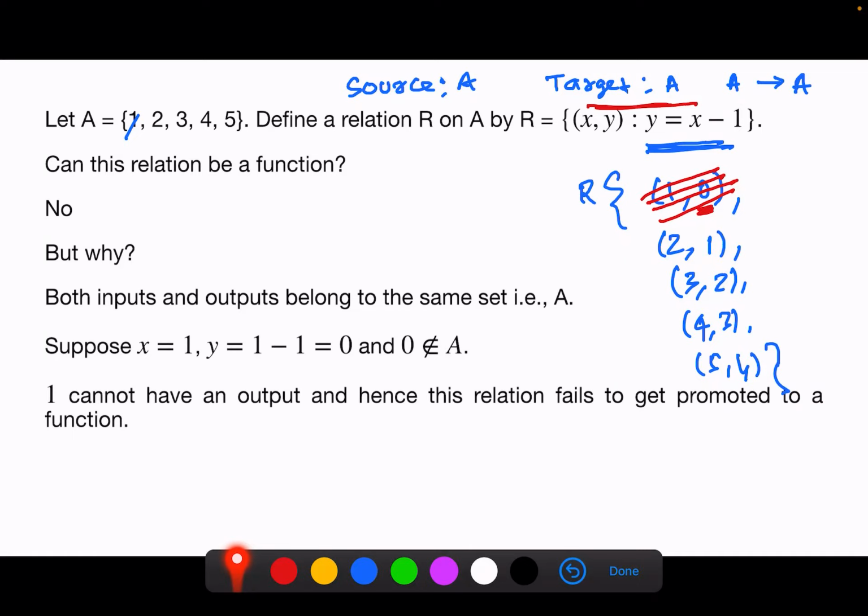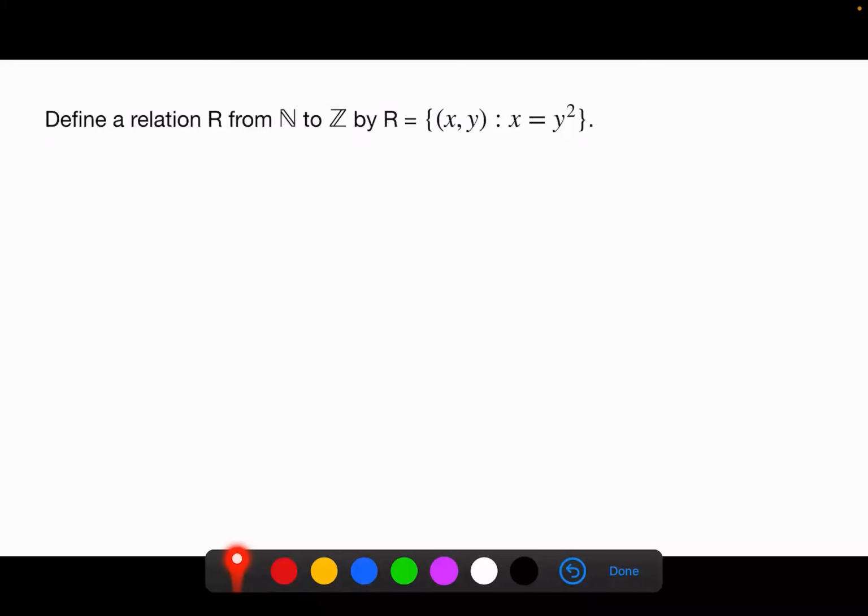Let's take another example. So I have a relation from the natural number set to integers. So my source is the set of natural numbers, 1, 2, 3, 4, and so on. I have unlimited numbers. My target is the integer set.